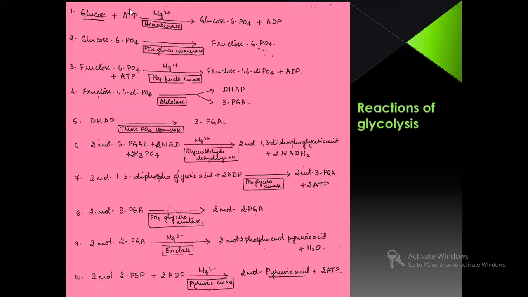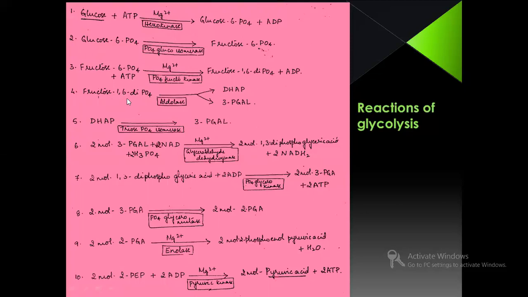Here you can see glucose, on consumption of ATP molecule in the presence of hexokinase and Mg2+, results in the formation of glucose 6-phosphate. As I said, it is a phosphorylation step where a phosphate is being added to glucose, right? Then this glucose 6-phosphate again isomerizes in the presence of phosphoglucoisomerase into fructose 6-phosphate. Then the fructose 6-phosphate, upon consuming an ATP molecule in the presence of Mg2+ and the enzyme phosphofructokinase, results in the formation of fructose 1,6-diphosphate.